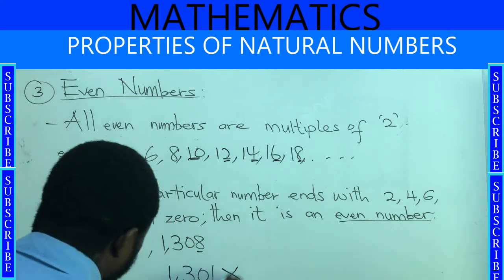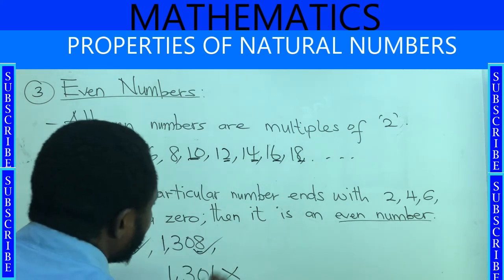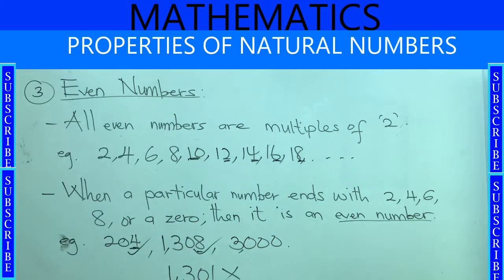So this is not an even number, but this is an even number. And the next one, this is also an even number. So now I believe you can list examples of even numbers by using the clue that when the number has 2 at the end, or the number bears 4, 6, 8, or 0 at the end, then the number is an even number. So I can add this as an even number. 3000 will be an example of an even number.